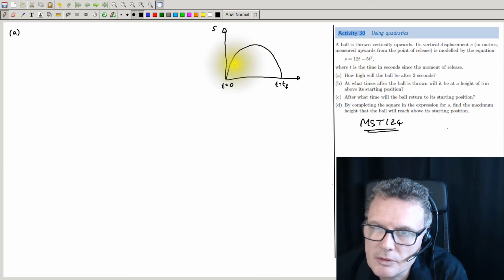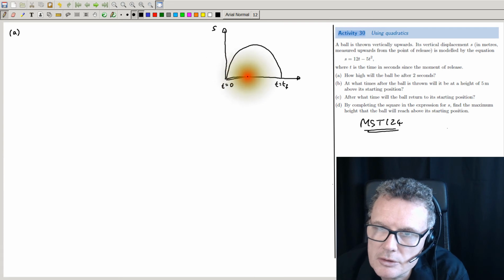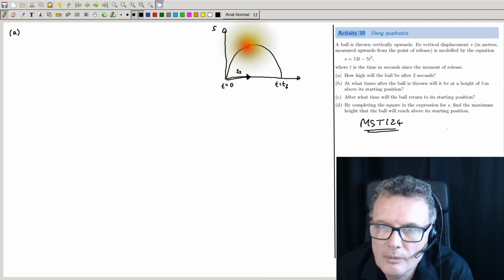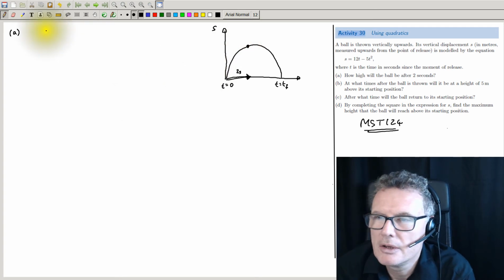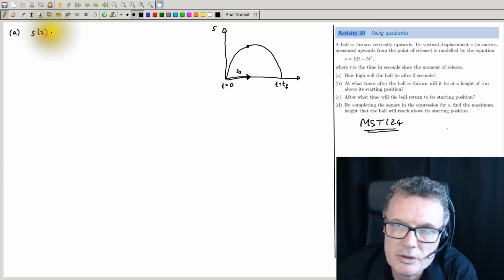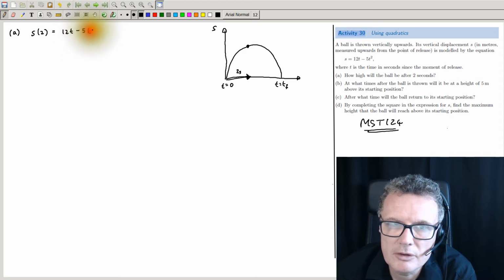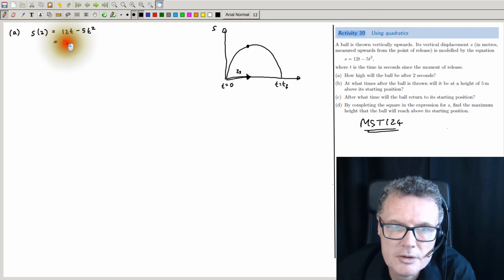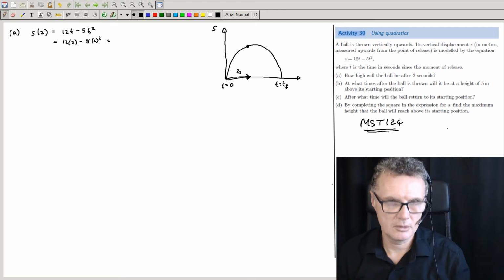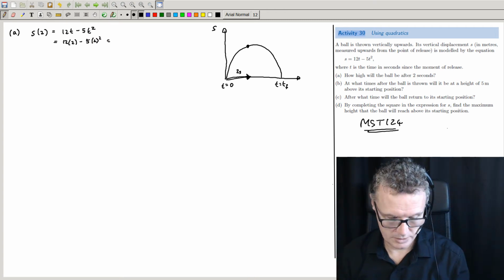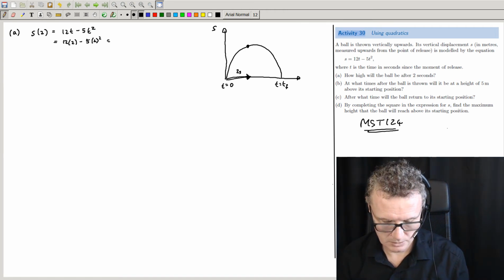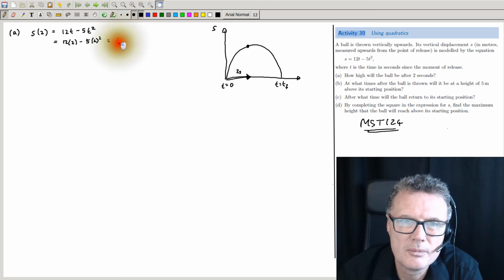And we're asked to find the value after 2 seconds, which for argument's sake is here. I don't know where it is exactly, but it's as good as any. To find that, all I'm going to do is substitute the 2 into the formula. When you do your solutions, write out the formula first, then do your substitution. So 12 times 2, take away 5 times 4, gives me 4 meters.